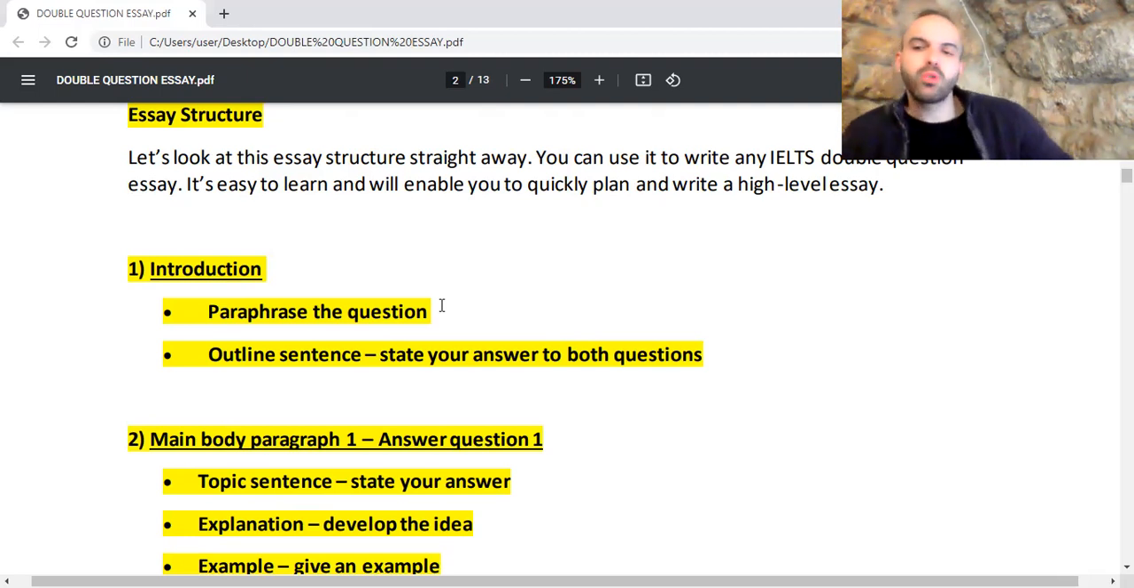Paraphrasing the question, I've explained to you how to paraphrase the question properly and correctly. You have to try to change as much as you can of the words, or you can change some verb tenses. You can transform the question from an active form to a passive form, or from a passive form to an active form. So try to do your best.